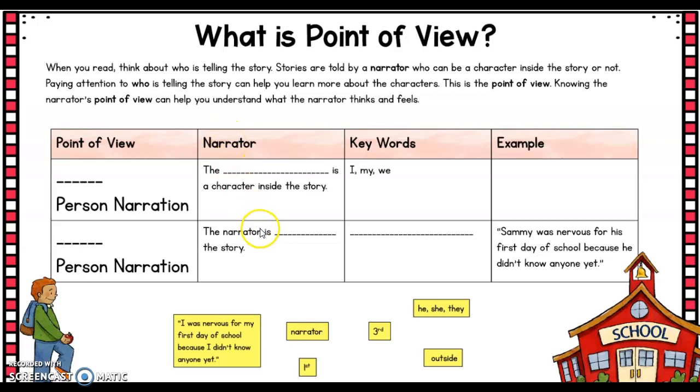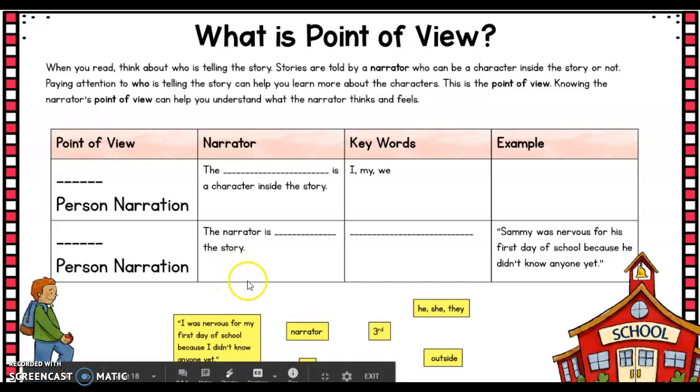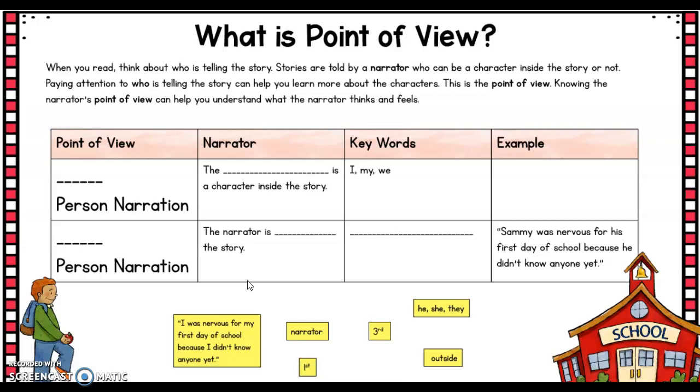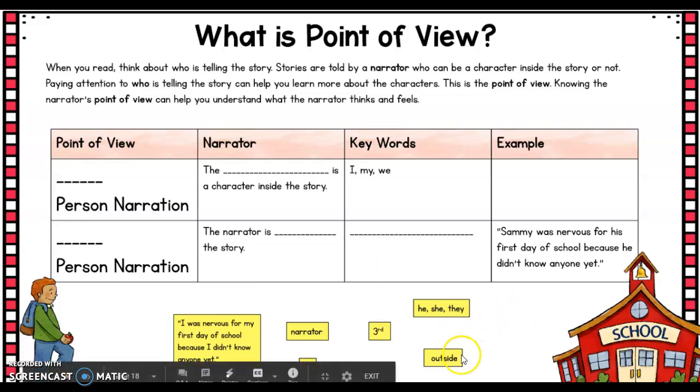This column we have narrator. The blank is a character inside the story. The narrator is blank the story. So your options are, I was nervous for my first day of school because I didn't know anyone yet. Narrator, first, third, he, she, they, and outside.